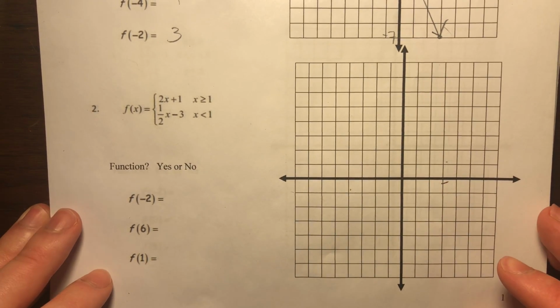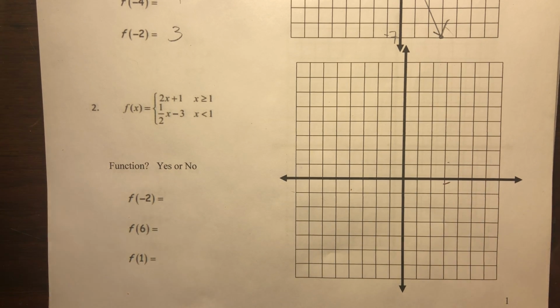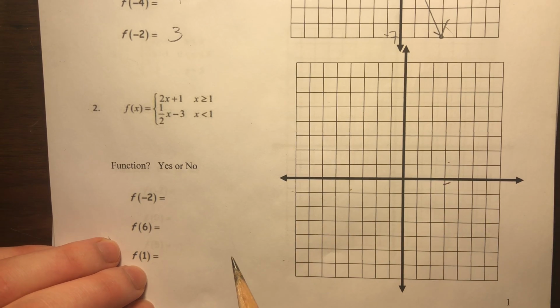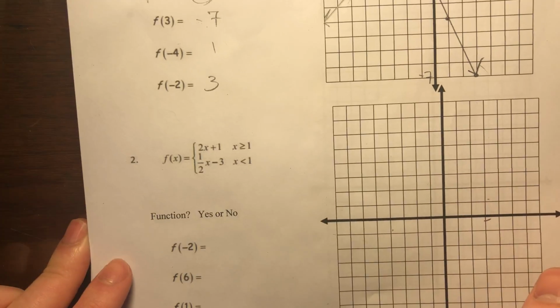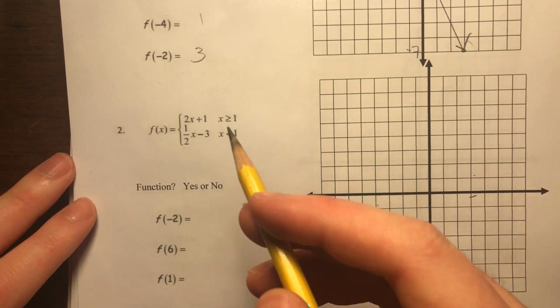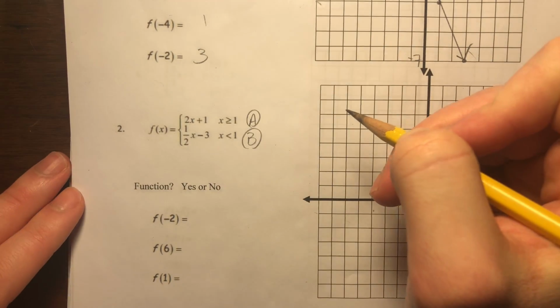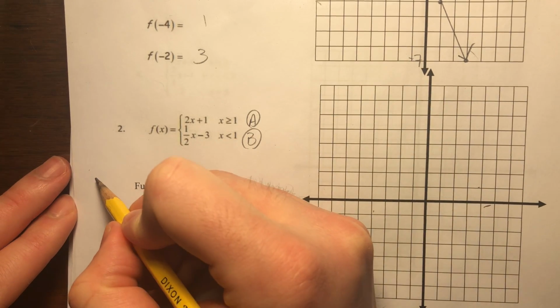Okay. Number 2. F of x is equal to 2x plus 1, and then 1/2 x minus 3. So I'm going to do the same thing. I'm going to make 2 different tables. Let's call this A and B. I'll do my table for A over here.